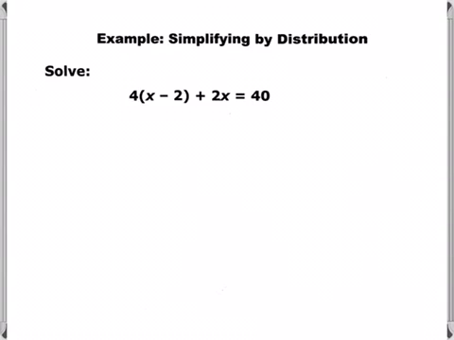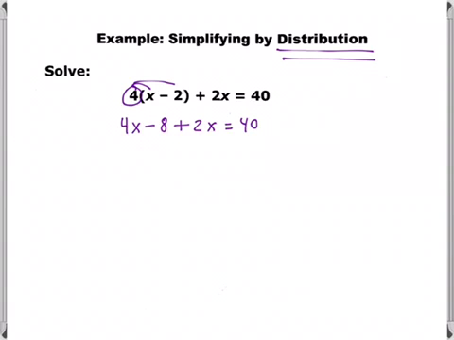In the next problems, we're going to be looking at the distributive property, or distribution. Anytime you have a number directly outside of parentheses with a quantity, you have to distribute that quantity throughout the parentheses. So we're taking 4 times x and 4 times negative 2, which gives us 4x and negative 8. And then we continue the rest of the problem.